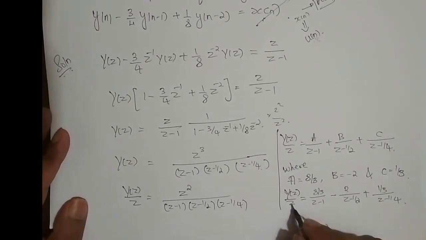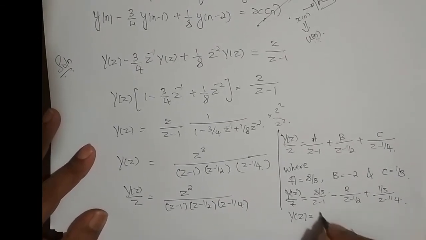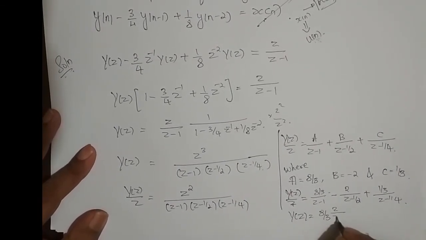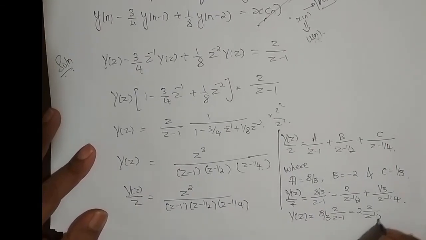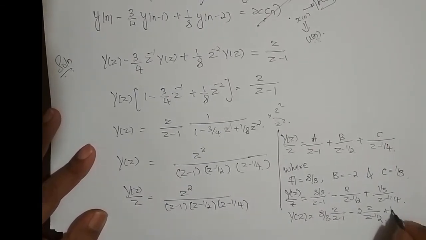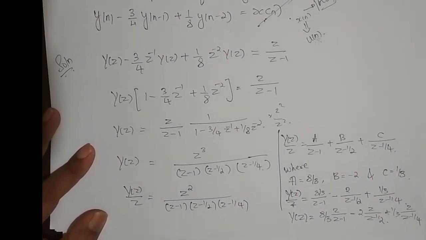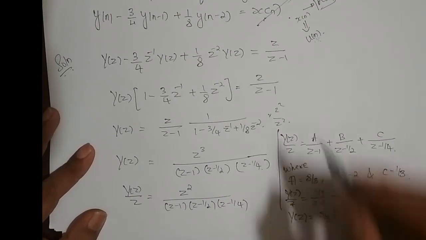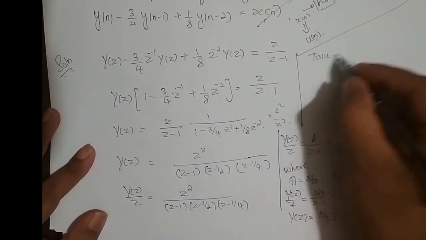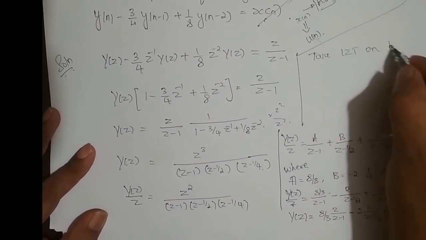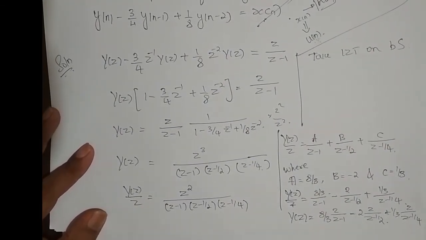Now if I take this z to the other side, what do I get? Y of z as 8 by 3 into z divided by z minus 1, minus 2 into z divided by z minus 1 by 2, plus 1 by 3 into z divided by z minus 1 by 4. Now what is the next step? The next step is to take the inverse Z transform on both sides. I have to take the inverse Z transform for a causal sequence. By default the system will be causal.